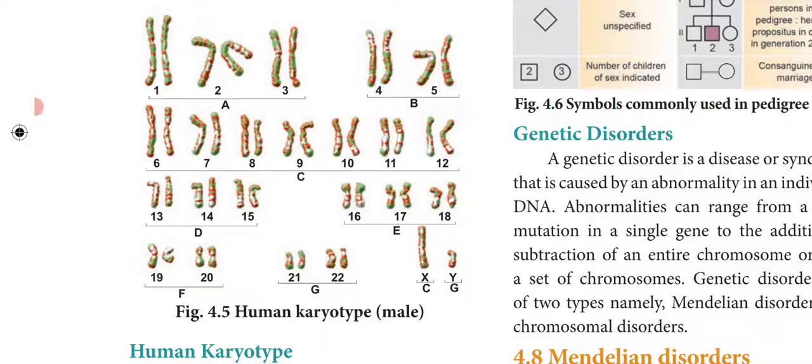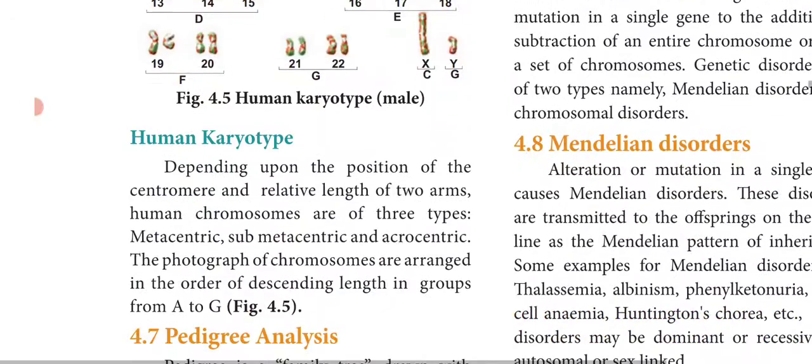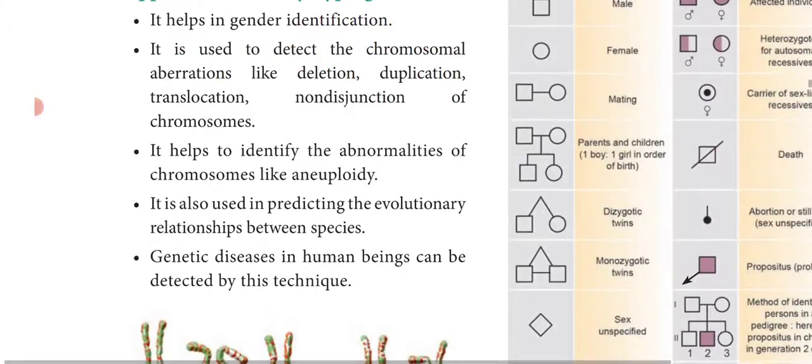So here you can see the photograph of the homologous pairs of chromosomes. First the chromosomes are photographed, and after that individual chromosomes are cut from that photograph and arranged in an orderly fashion in homologous pairs. This arrangement is in the order from descending to ascending, that is from the large to the small. Next we'll see the applications of karyotyping.